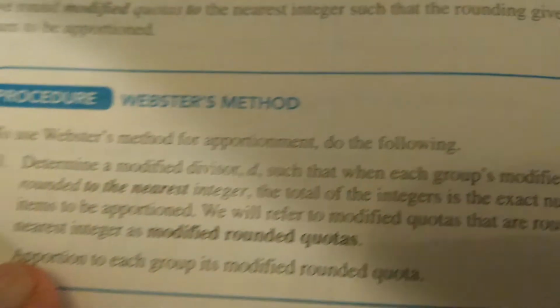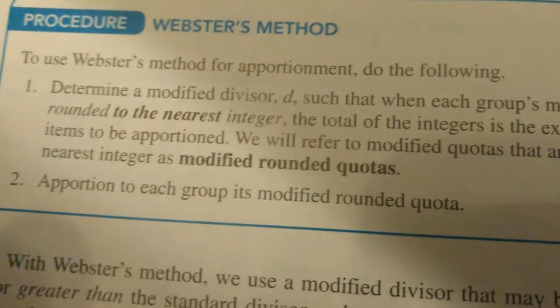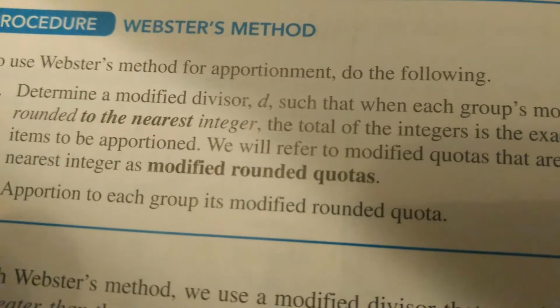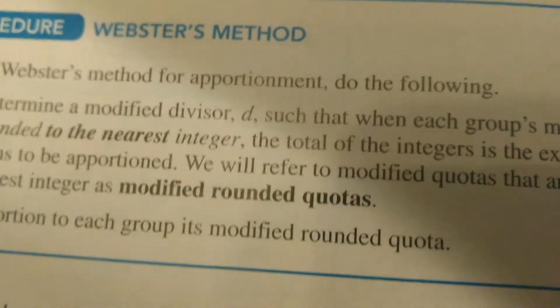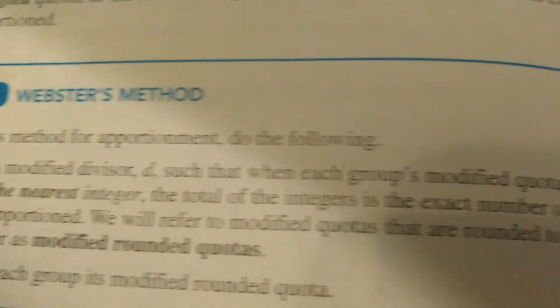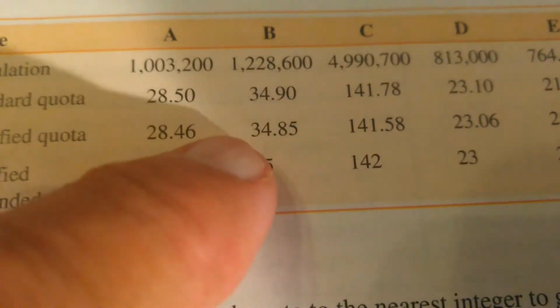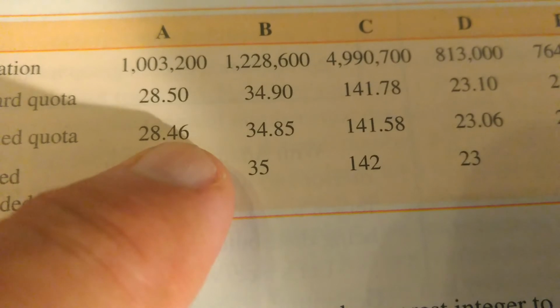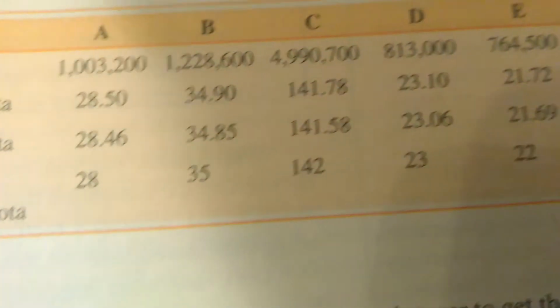So remember Webster's method, 2 steps to it. First of all, you're taking the standard divisor and either rounding up or down, it doesn't matter, or making it less than or greater than. And then when you do your modified quotas, you round them just like we do numbers. If it's 0.5 or greater, you round up. If it's below 0.5, you round down.